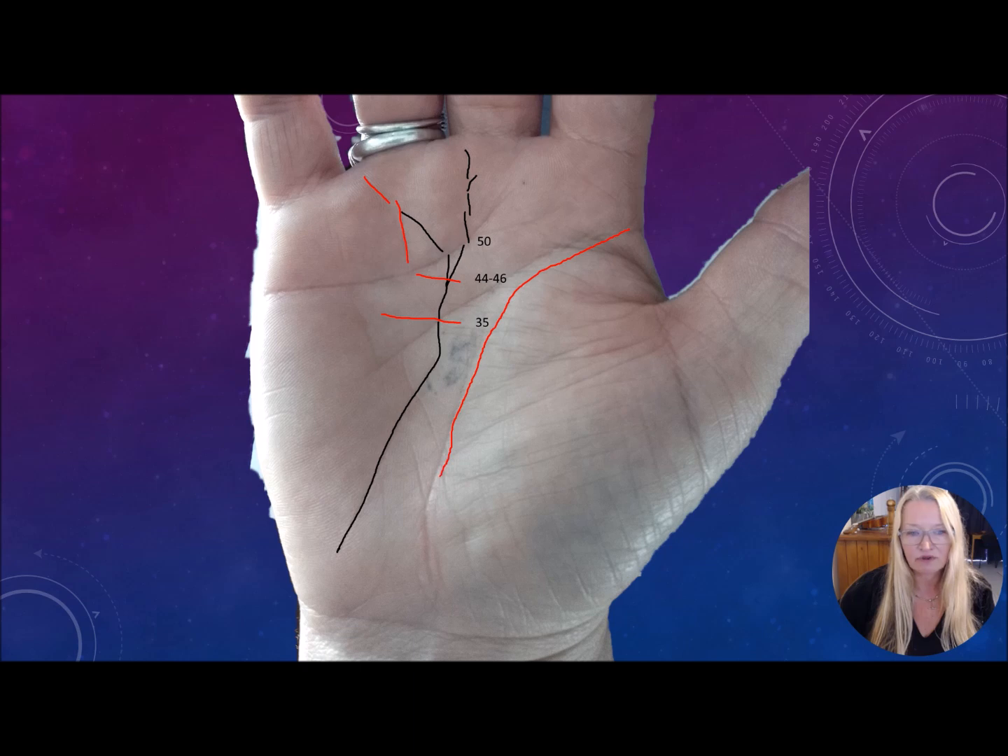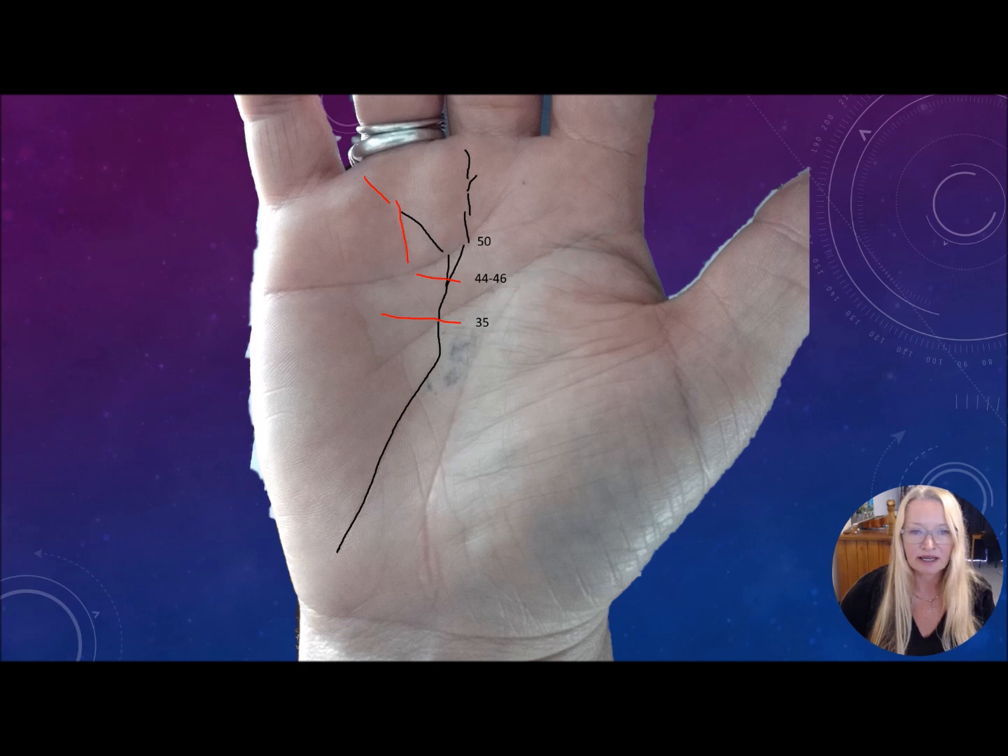mostly travels around the thumb ball and kind of is just a one track. Sometimes the lifeline is broken up, and then you might see that there is major changes on the lifeline, but most of the change is more visible on the fate line.